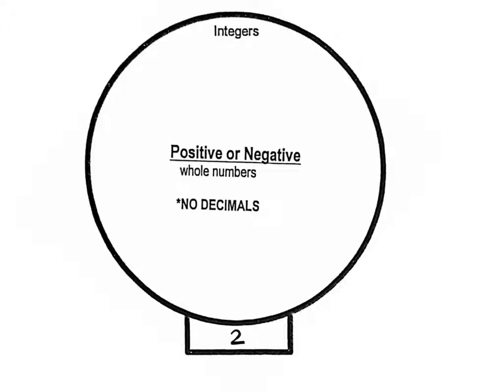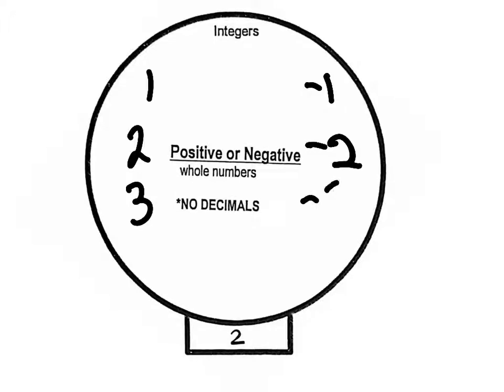The next group of numbers are integers. Integers are positive or negative whole numbers, so they cannot include decimals or fractions. Some examples of integers would be 1, negative 1, 2, negative 2, 3, and negative 3.